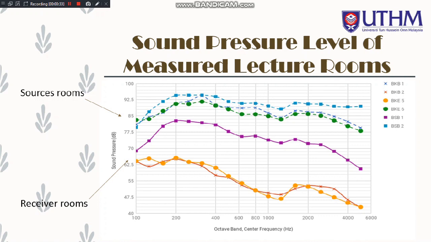Sound pressure level at sources room almost at the same level. This shows the sound pressure level for the receiver room depends on insulation of the wall partition. From the graph, receiver room in BSB 1 is at the middle of the graph where it far from the other receiver rooms. That is because the wall partition is not sealed very well compared to BKB 2 and BKE 5. So, the receiver room can hear the sound from sources room clearly.